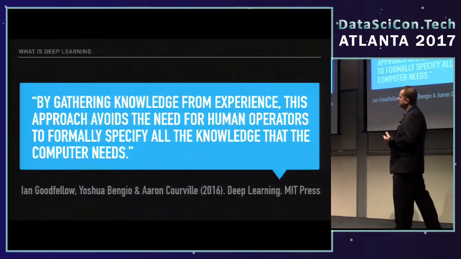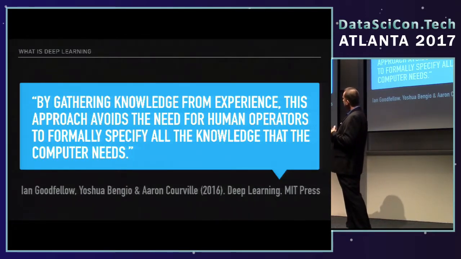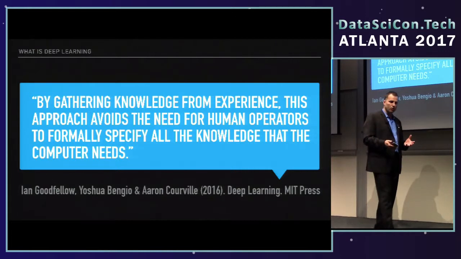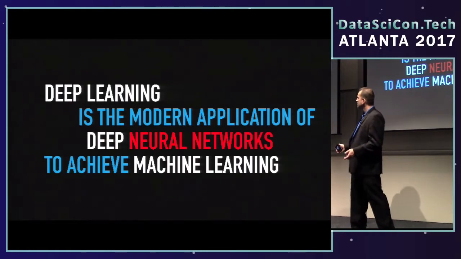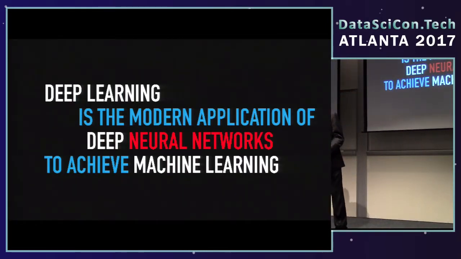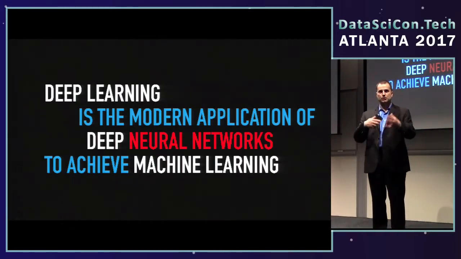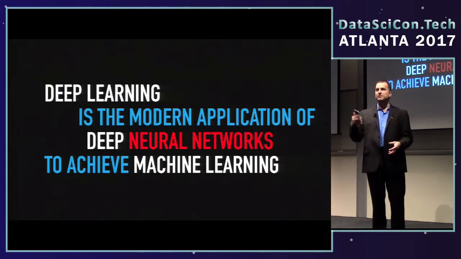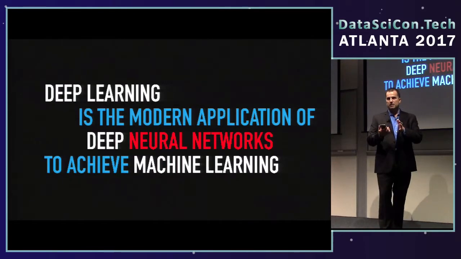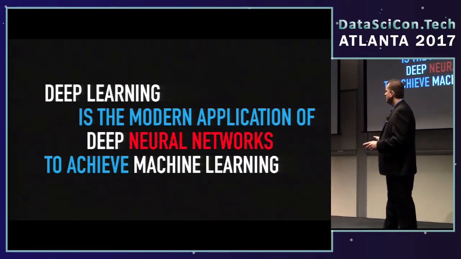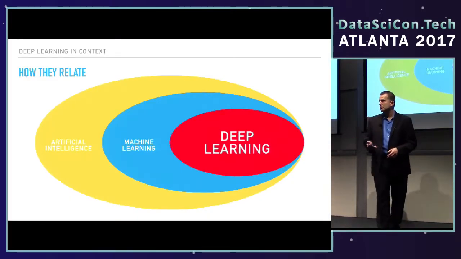So what we're basically doing here is going for a way where you can learn and generalize from data. You gather knowledge from experience, and then you're able to formally specify what the computer needs to know so that it can train itself. Deep learning is the modern application of deep neural networks to achieve machine learning. I would argue to some degree it's a rebranding. It's the natural evolution of neural networks, but it's not something different. It's just taking neural networks, making them better, with better architectures, and making them deep. We'll talk about what deep means in a few minutes. But they're essentially synonymous.